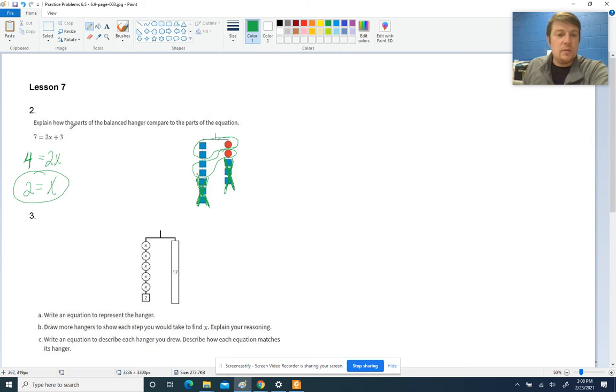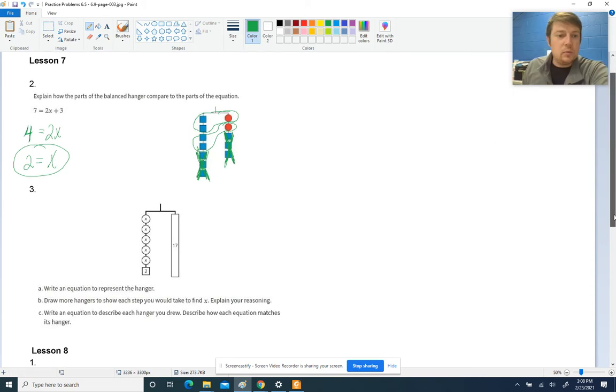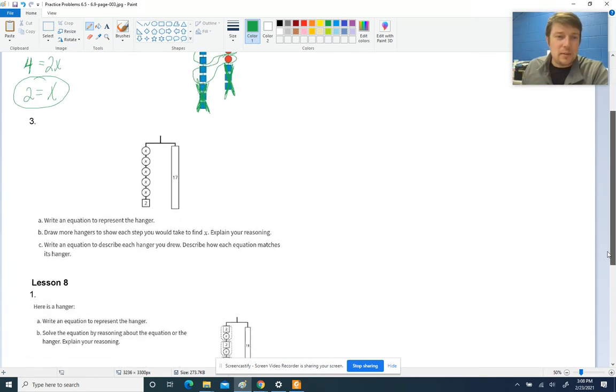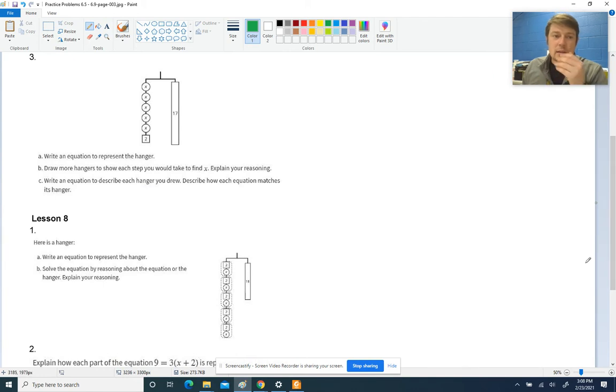There's other ways to solve it and find out that the circles are worth 2 squares, but that is where we're at here. So let's look. I don't know why that's number 2 and we skipped number 1. I must have taken one off because I didn't like it. Let's look at the third numbered problem on this page for lesson 8. We have a hanger model, and we're needing to write an equation for it. So let's knock that out first.